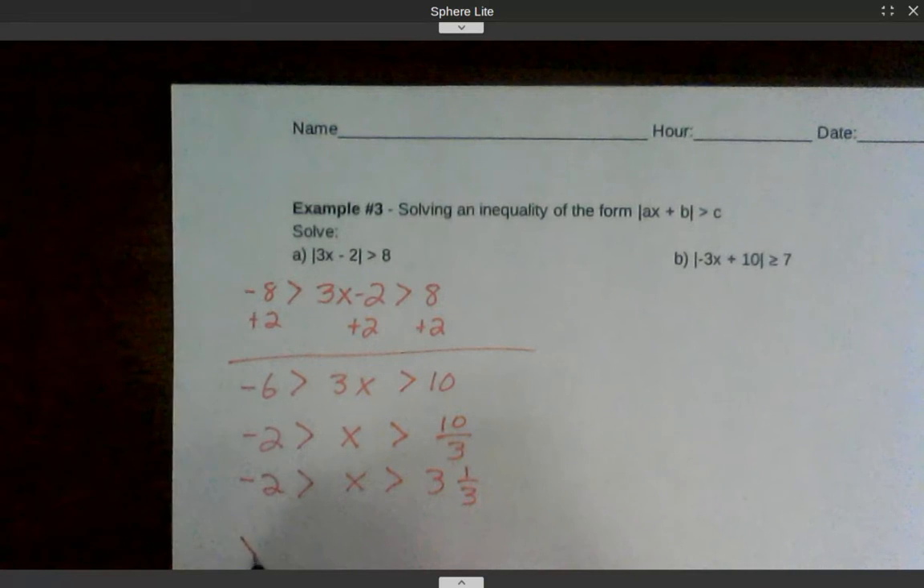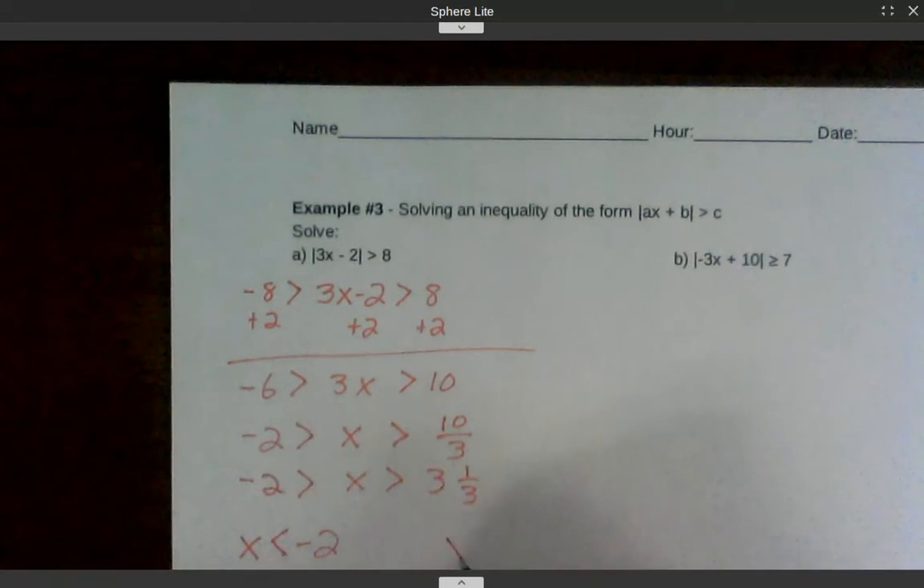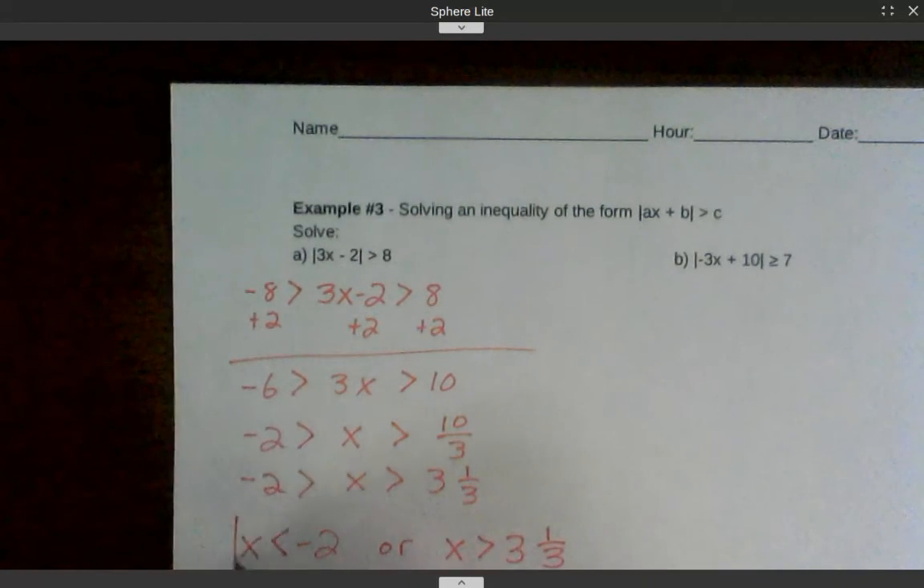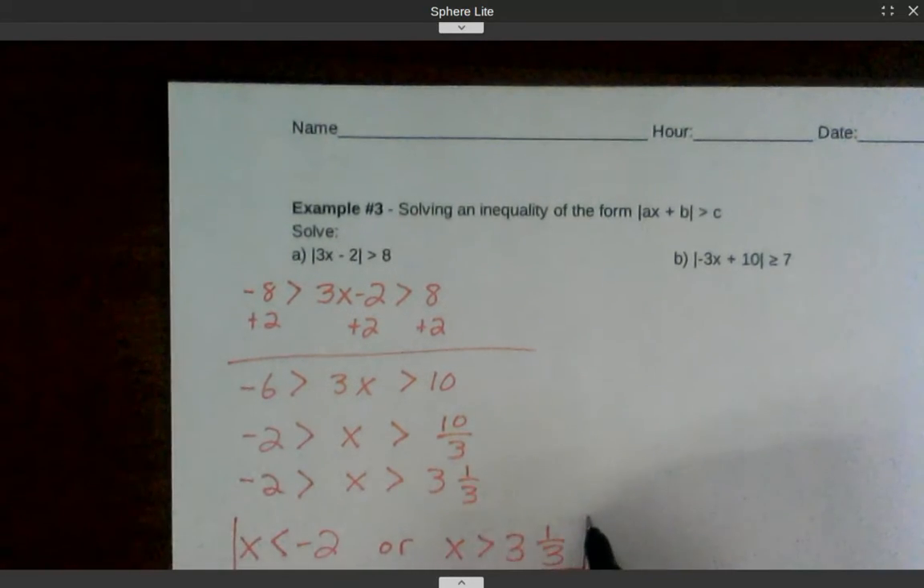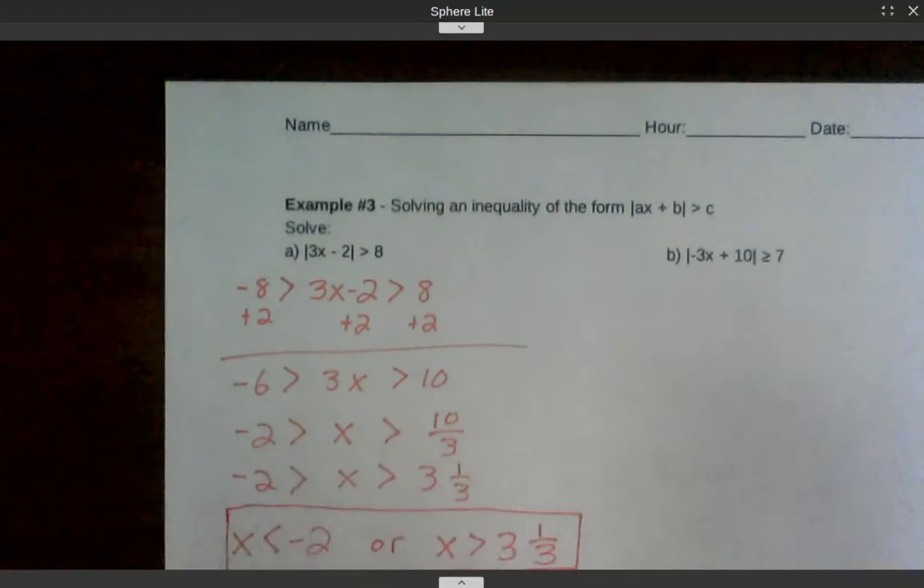So we're going to have x. I see the negative 2 is being eaten, so I'm going to again have the inequality sign eat the negative 2. And then I'm going to have this one over here be x is greater than 3 1/3. And rather than say an AND statement, we are going to say that this is OR. So this is an OR statement.